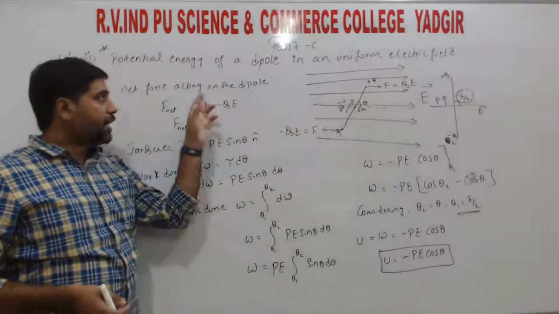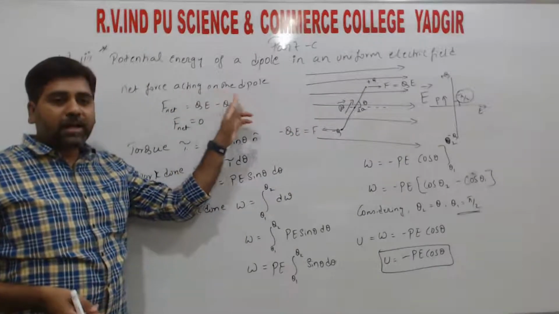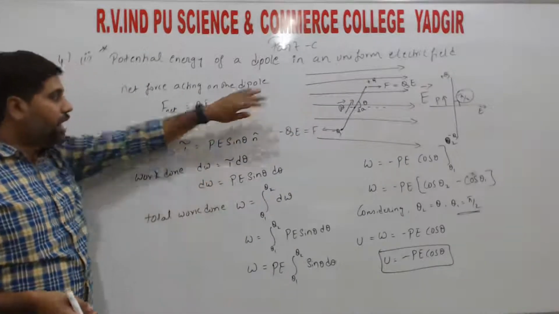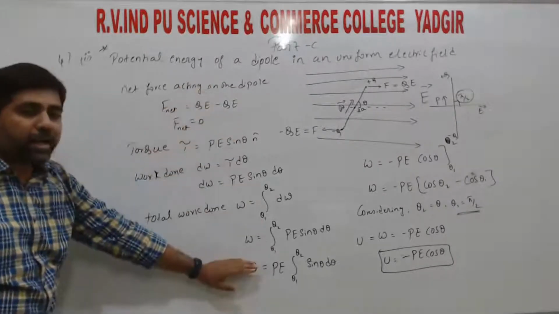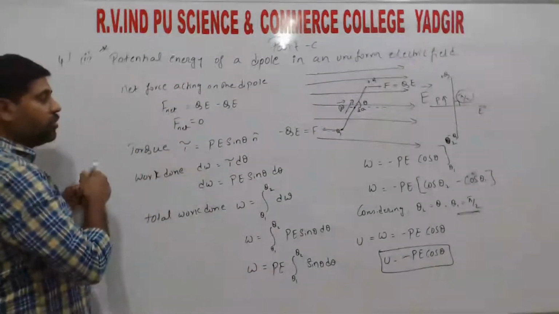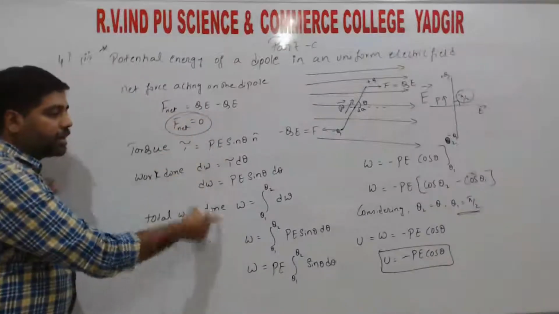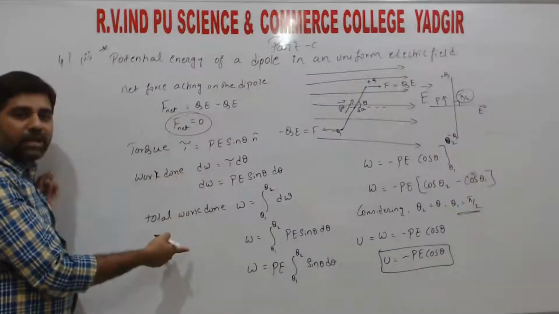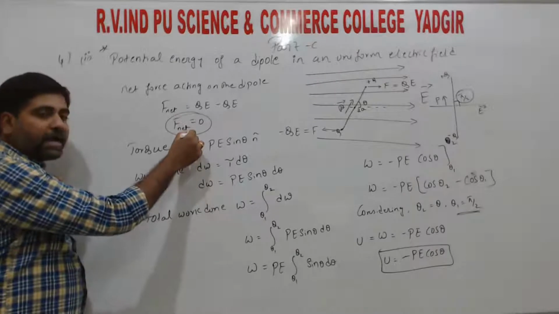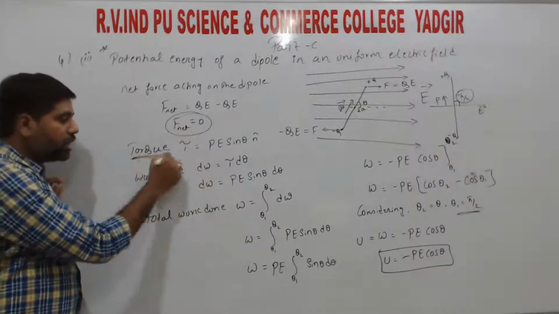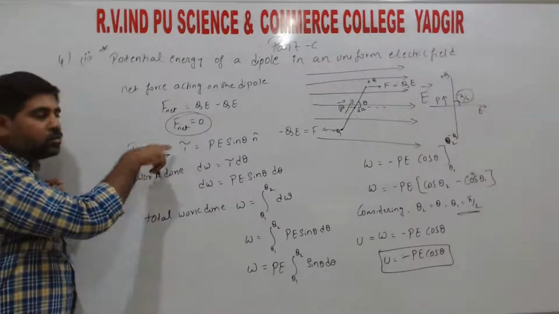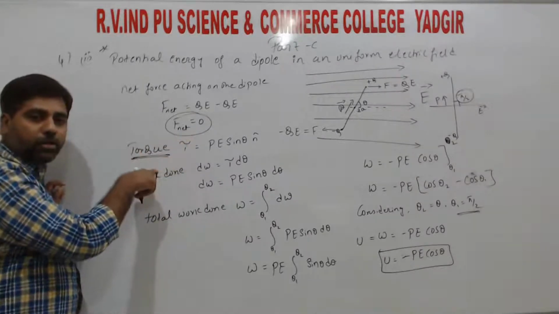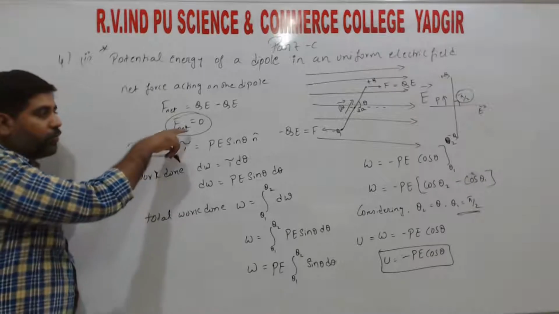Next, the explanation is that the net force acting on the dipole is 0. We can directly write this as F net equals 0. If you write this, whatever you write below it has meaning. If you skip it and write the steps directly, it has no meaning. When the net force acting on the dipole is 0, only then do we get the torque. If the net force is not 0, torque is not produced.